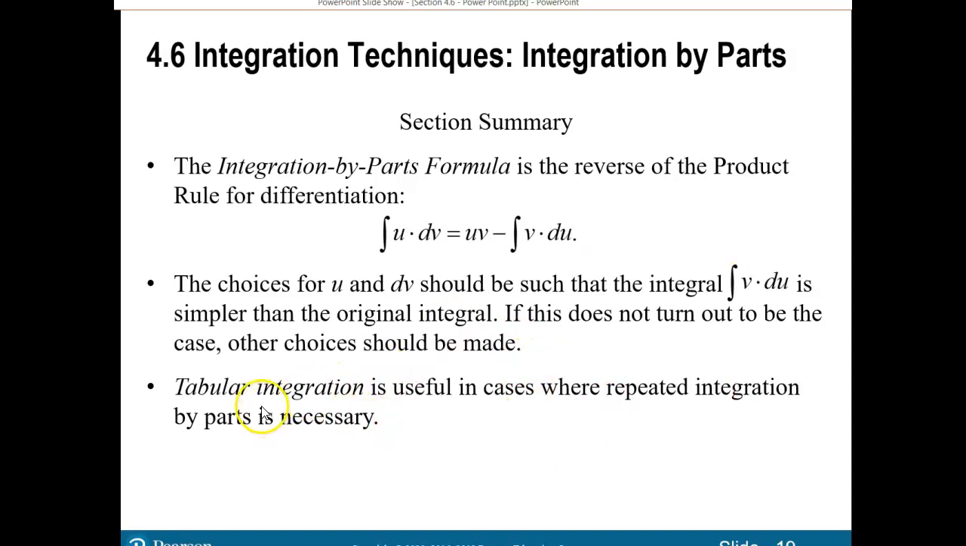And then our tabular method, the one we just finished, is useful in cases when you would have to do repeated integration by parts.